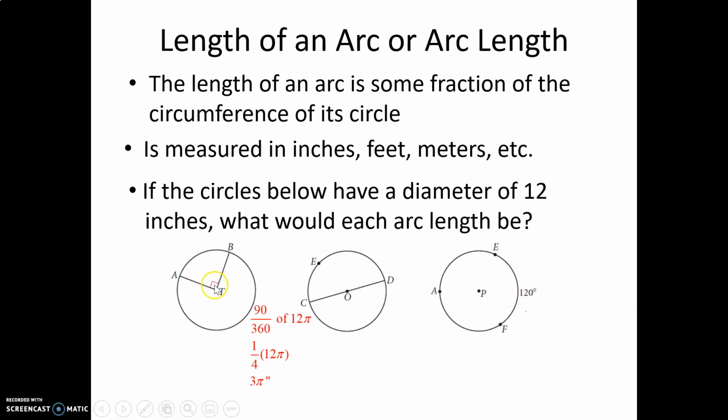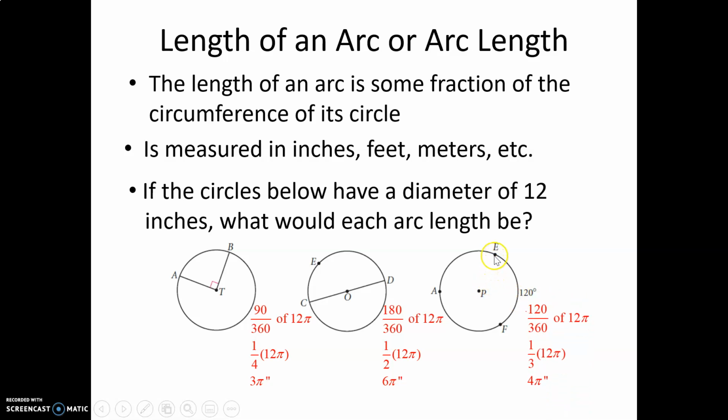Okay, so for the first one, this is 90/360ths of the circumference, the entire circumference now, because we're talking about length. So the circumference would be pi times the diameter, so 12 pi. So this is 1/4 of 12 pi, or 3 pi inches. CED is 180 degrees out of 360, so therefore it's 1/2 of the circumference, which is still 12 pi. So 1/2 of 12 pi is 6 pi.